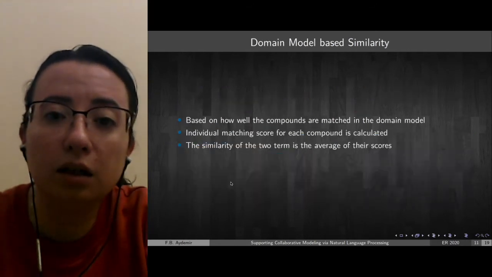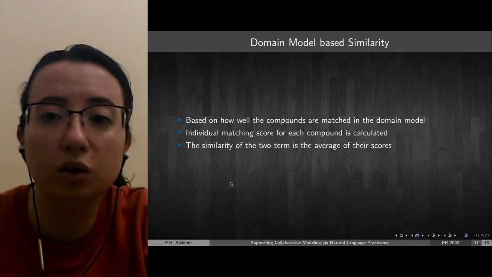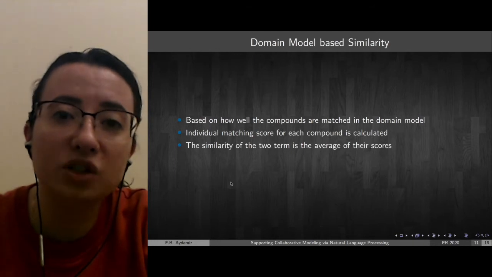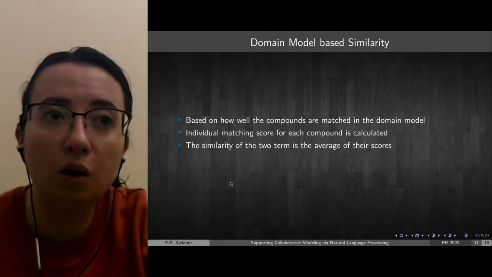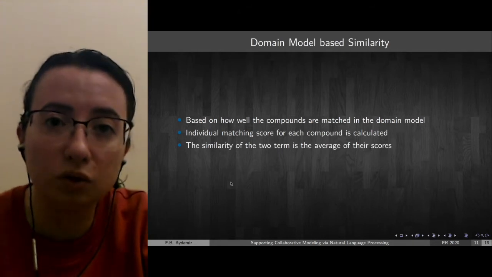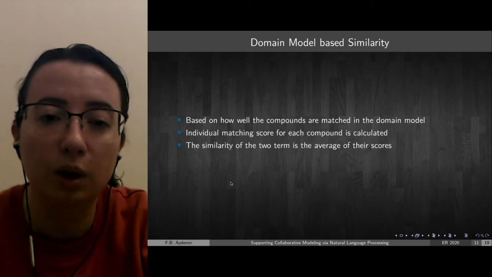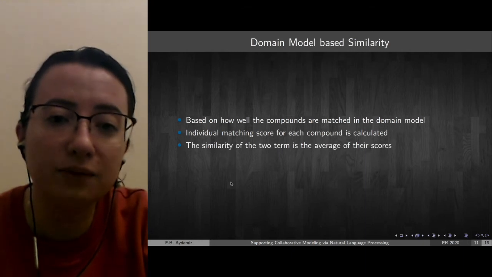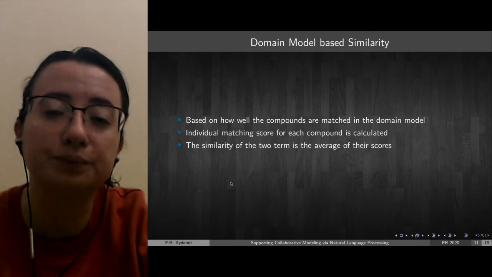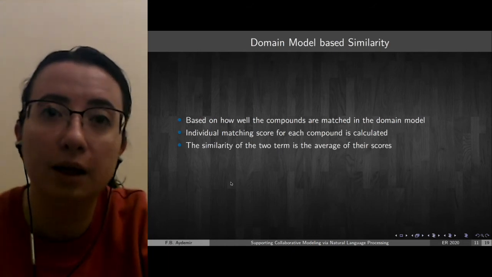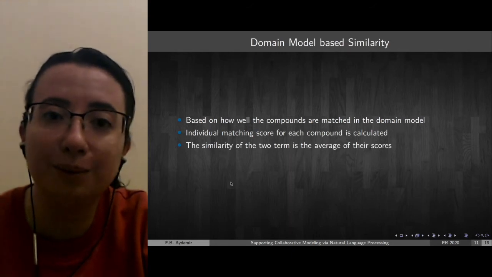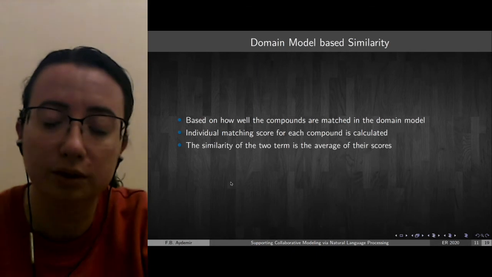The second algorithm we developed is a domain model-based similarity. Here the idea is how well the compounds are matched in the domain model. So we search the domain model and try to find matches for each compound, again using the individual nouns as well. Then we identify the individual matching scores for each compound that we are comparing, and the similarity score of these compounds is the average of their matching scores from the domain model.